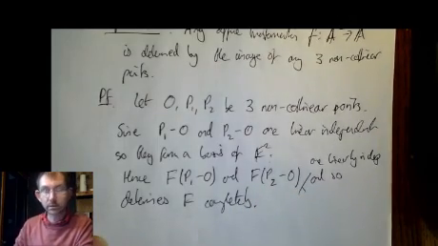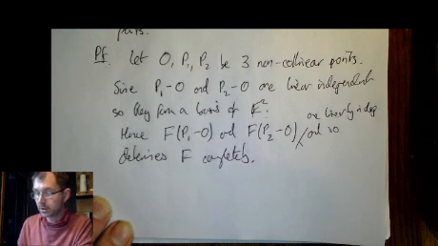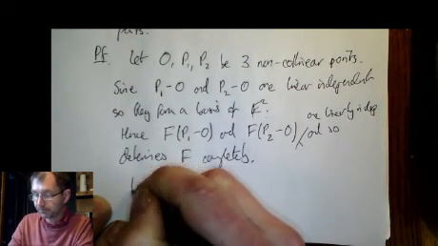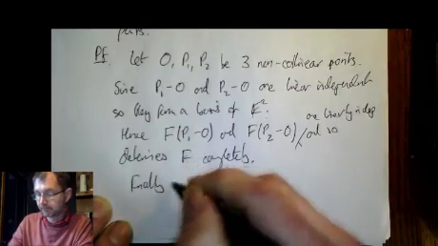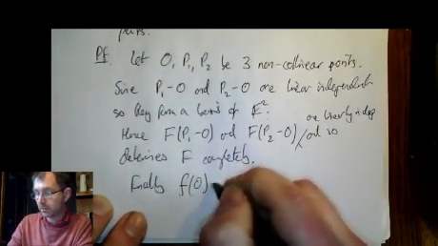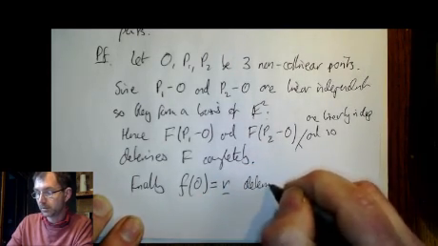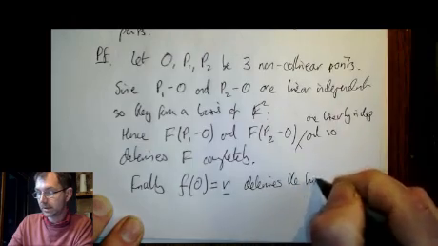And then finally, to work out what the translation is, you just apply F to the origin. Finally, F of O equals R determines the translation vector.